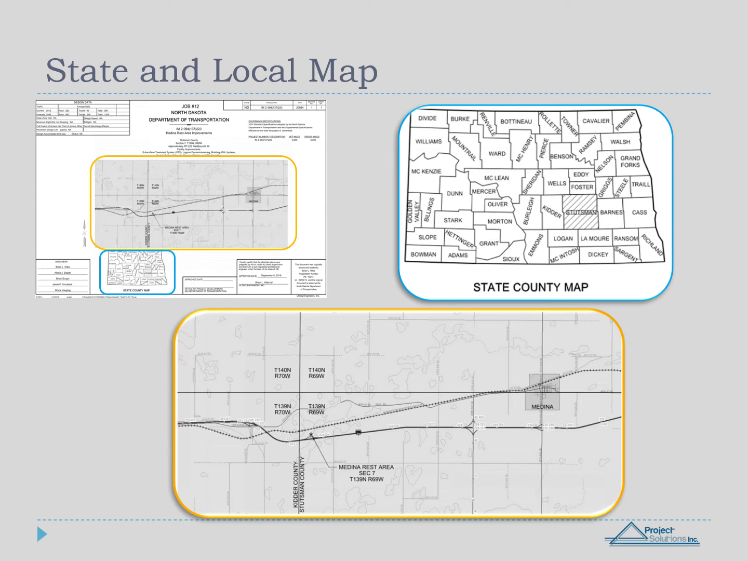The cover sheet provides two different maps. The first map shown in the blue outline is a state map showing all the counties in the state. Notice all the counties are white except for one. In this case, Stutzman has a diagonal line through it indicating the county this project is to take place in.